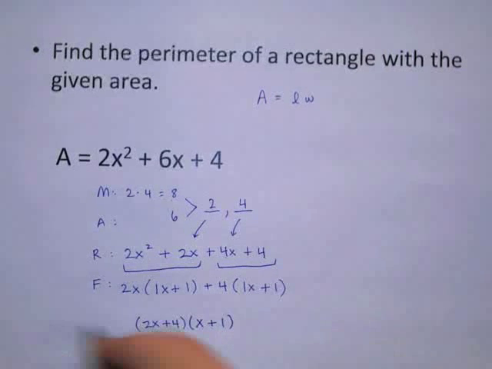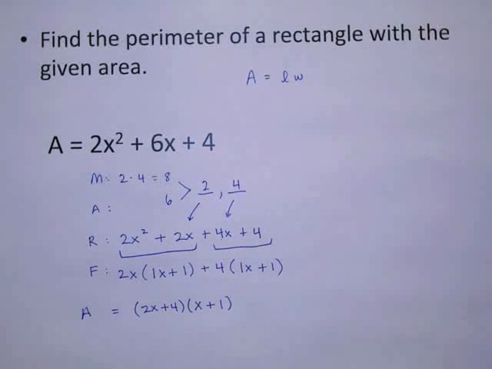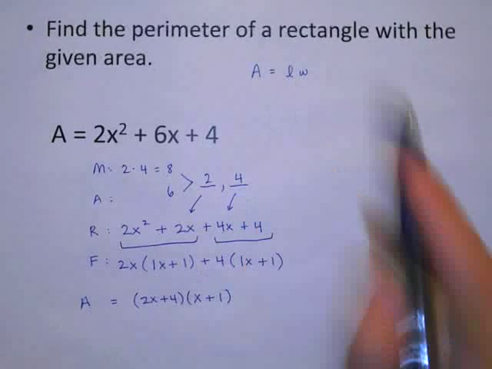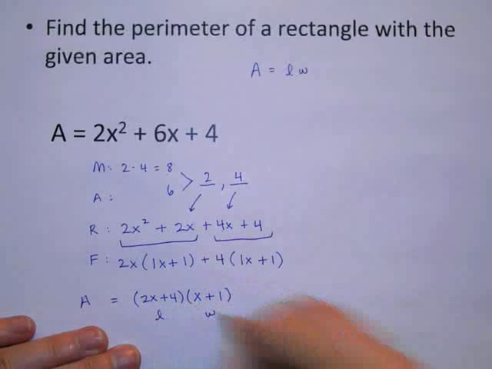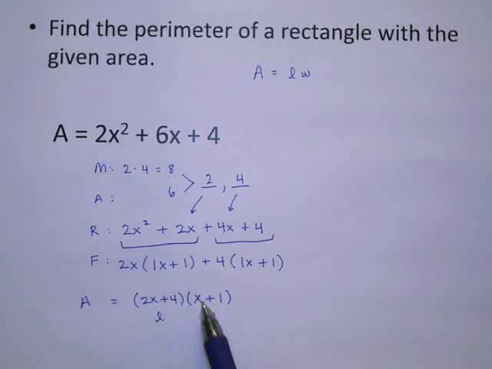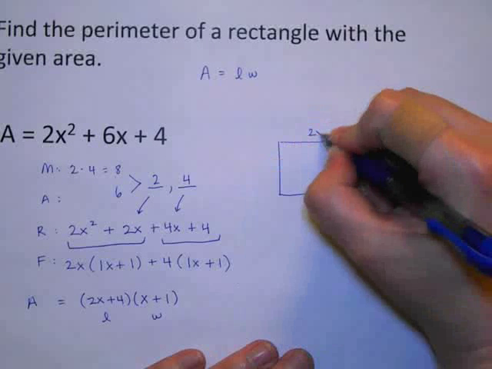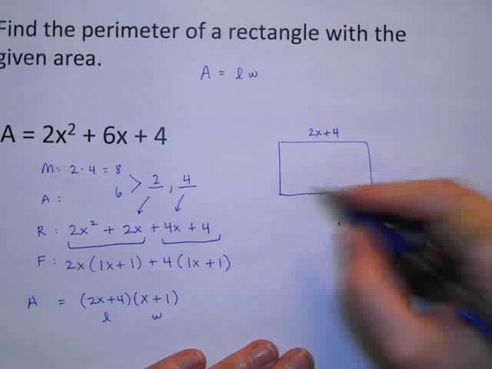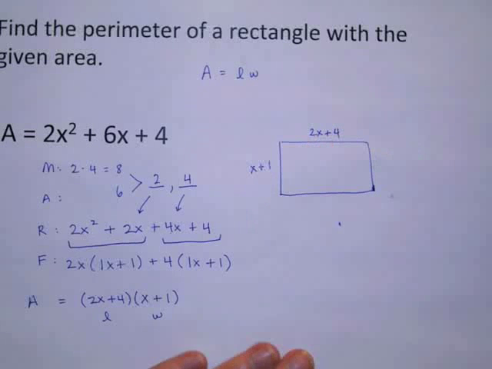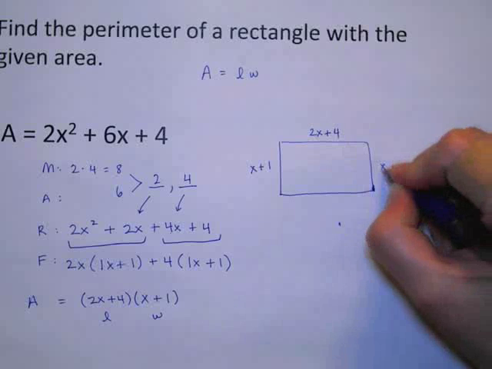Okay, so this is a different format of the original polynomial. So this is just a different way of expressing that area. All right, again, we know that area is length times width. So now I have a binomial, 2x plus 4, for my length, and a binomial, x plus 1, for my width. All right, so let's draw a picture again. 2x plus 4, and it doesn't matter which one we label which. Okay, and x plus 1. And I have to remember to take into account all 4 sides when I'm doing the perimeter.